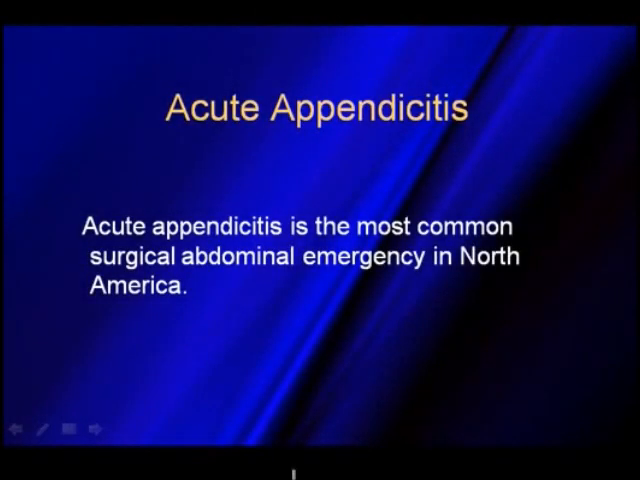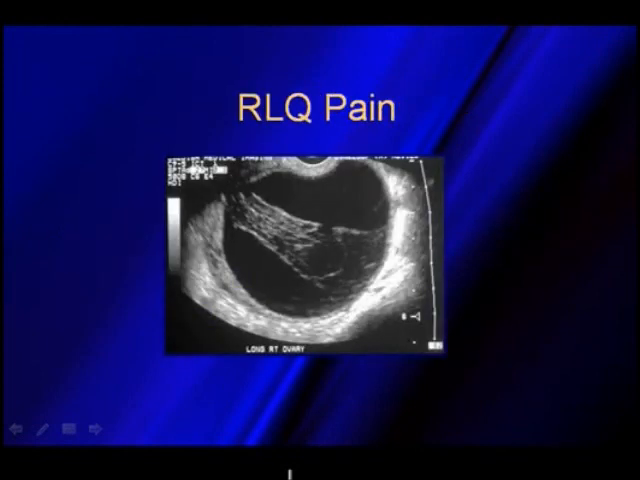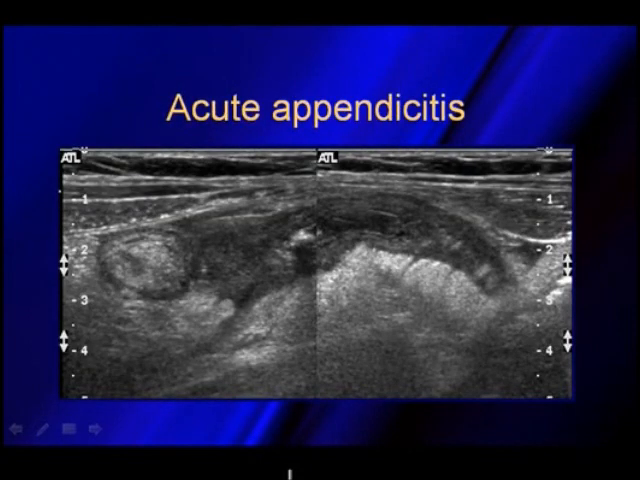Now, looking at acute appendicitis, it is the most common surgical abdominal emergency in North America. About 30% of the time, the patient's symptoms and signs and the lab findings are atypical. Now, a lot of times, as already mentioned, when females come in with right lower quadrant pain, more often we're going to find something like this, a hemorrhagic ovarian cyst that is causing their pain rather than appendicitis.